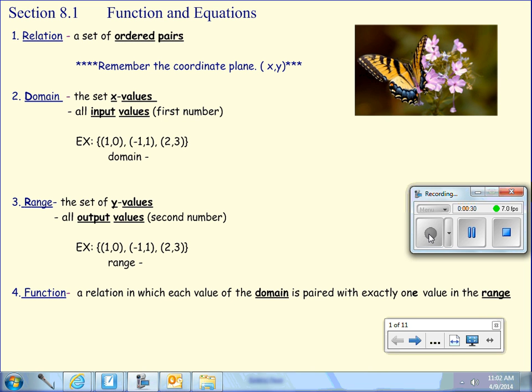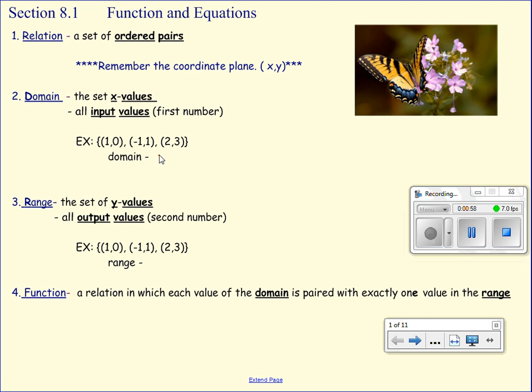The second term is domain. It is the set of all the x values, also better known as the input, kind of like a machine. You put in input and your output would be your y. So let's look at the domain. We have a relation, which is the ordered pairs of (1, 0), (-1, 1), (2, 3). The domain of this relation will be 1, -1, and 2.